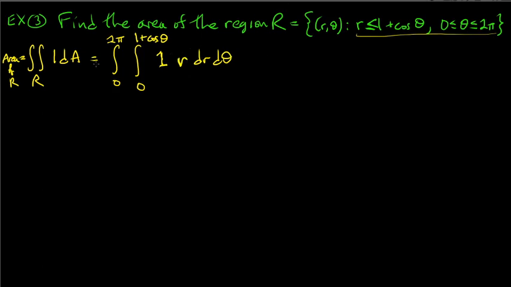Again, I don't think this is going to be that bad here. The way to evaluate this integral is to do the inside integral first, save the 0 to 2 pi for later, and we're just integrating 1 times r, which is 1/2 r squared, evaluated between 0 and 1 plus cosine theta.